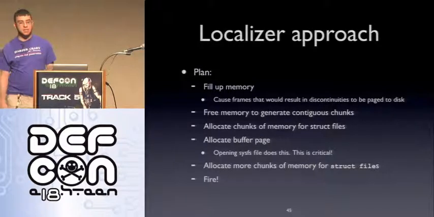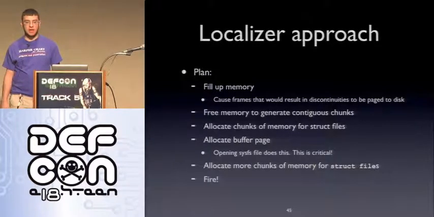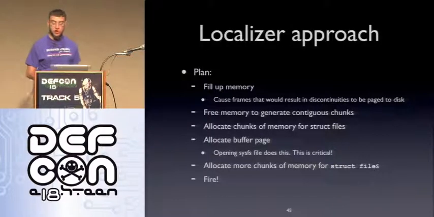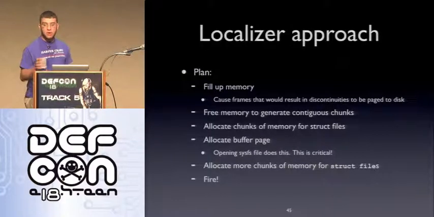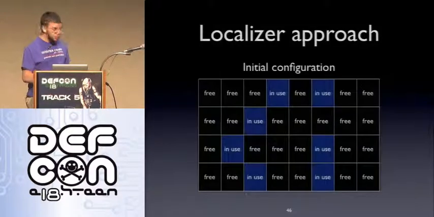And how are we going to do this? Remember, this happens when sysfs opens the file, okay? And the write hasn't happened yet. You can do the allocation without causing the smash to happen. This is critical. All right, we're going to pick up some memory for struct files here. Ready, aim, fire. What do?